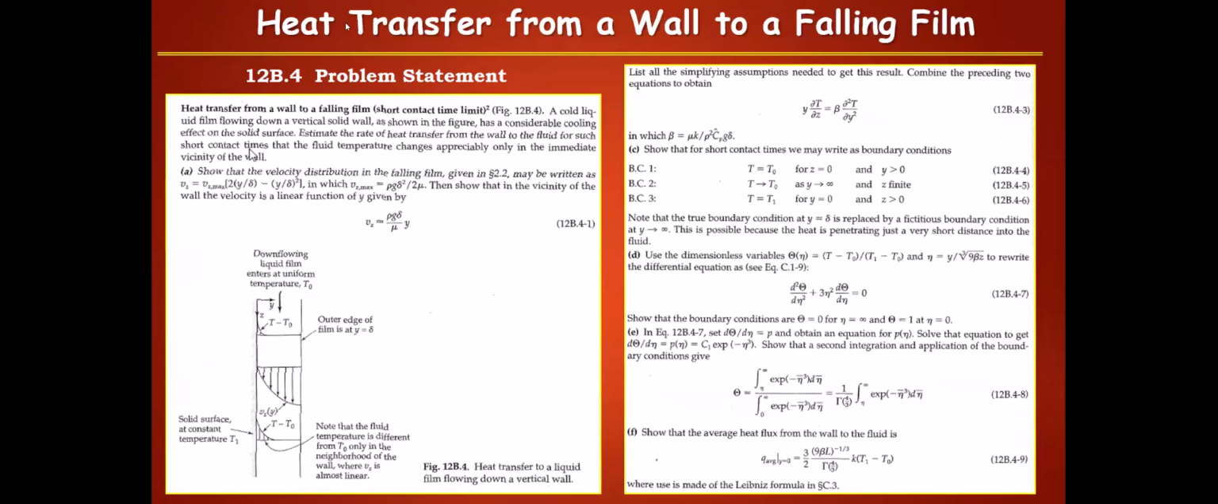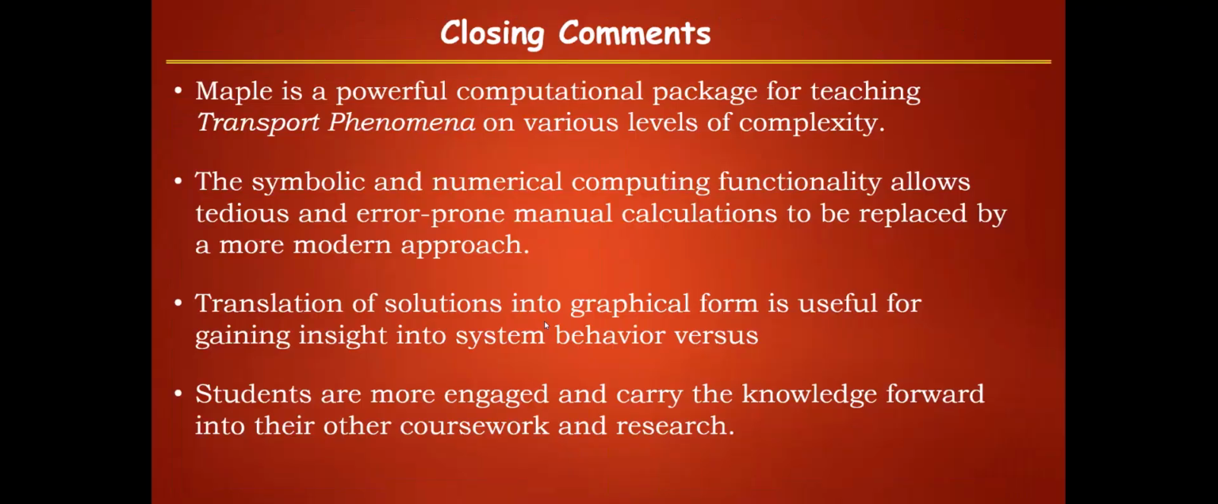Another nice problem here is heat transfer from a wall to a falling film. This might be important if you're designing some type of evaporator, where you want to concentrate a solution. So you want to examine when the fluid flows down the wall of an evaporator tube, how does the temperature profile propagate in that system, and how is it affected by other system parameters? In this case, you're looking at developing a similarity type of solution to the governing energy equation, which is shown up here. And using Maple, we're able to do that very nicely.